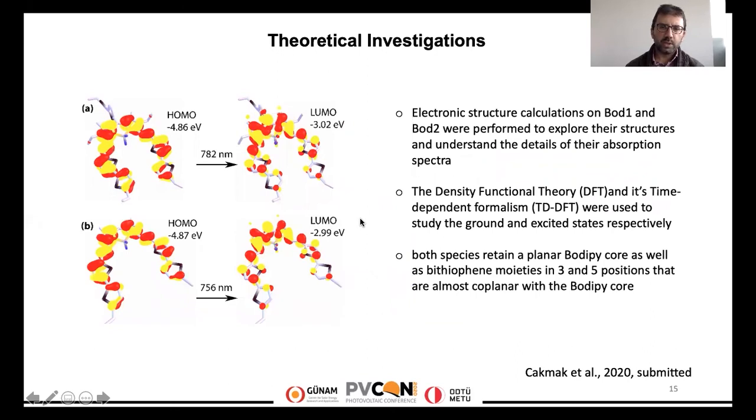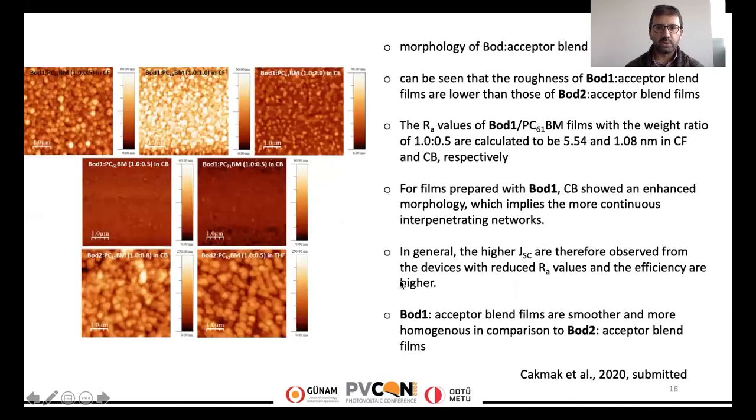For the theoretical investigation of BODIPY 1 and BODIPY 2, DFT and TD-DFT were used to understand the ground and excited states, in collaboration with Gazi University. Both species retain a planar geometry, where BODIPY 1 is actually more planar because of the meso-position substitution in the BODIPY structure.